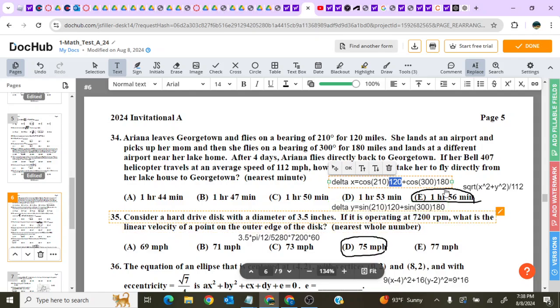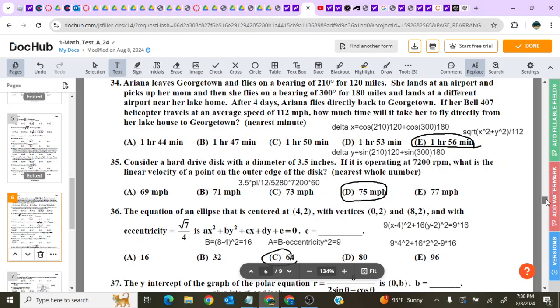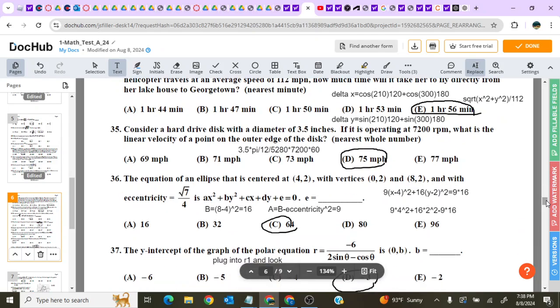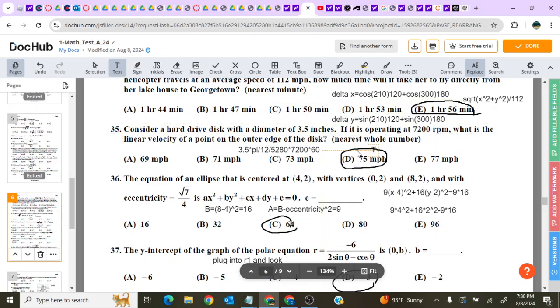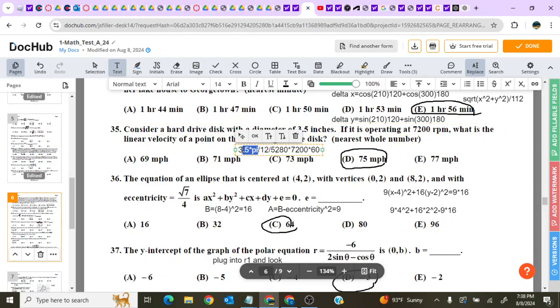A hard drive disk with diameter of 3.5 inches, operating at 7,200 rotations per minute. What is the linear velocity of a point on the outer edge of the disk? Well, first off, we need to figure out how far it travels. It rotates 7,200 times per minute, and for it to rotate, it has to travel the length of the circumference. So let's figure out the circumference of your disk. Circumference is 2 times pi r, or diameter times pi, so 3.5 pi.